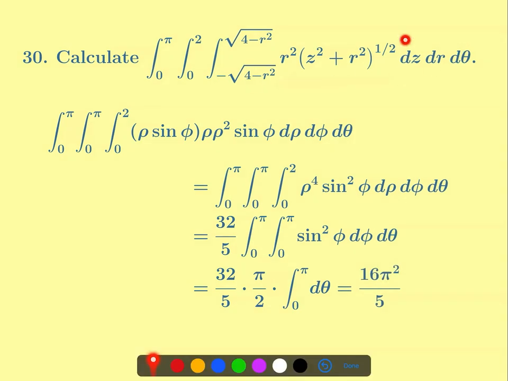So this triple integral in cylindrical coordinates that we started with is the same thing as a spherical triple integral, and then we end up with 16 pi squared over 5 for our final answer. So that's the value of this triple integral, and that finishes this lecture.